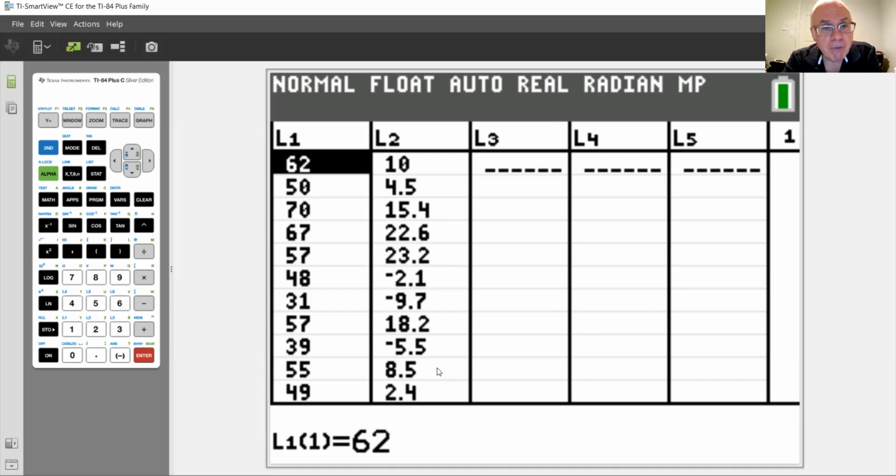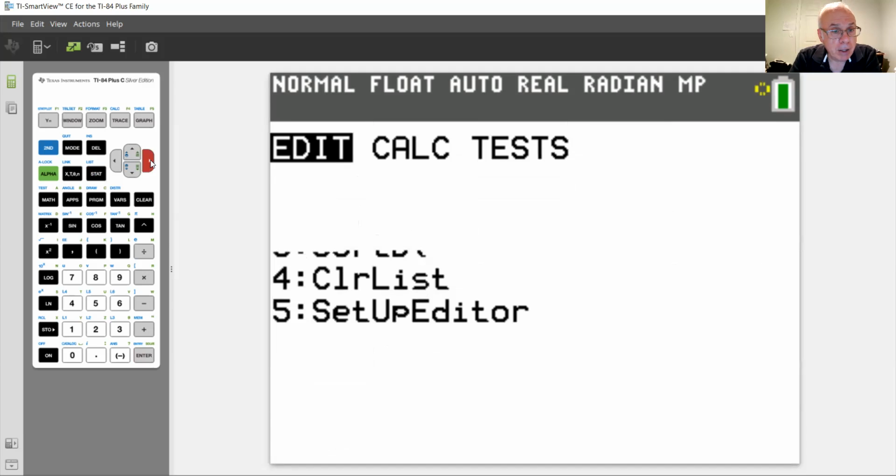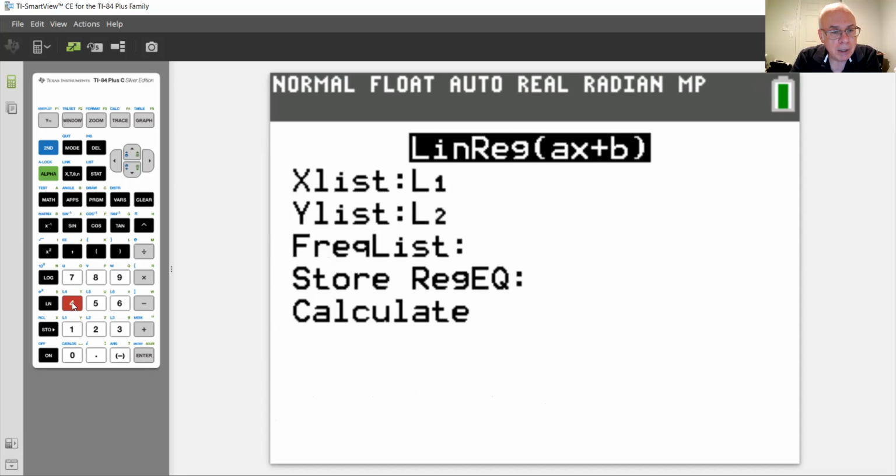All right, so now we have this set up. And what we want to do is, number one, we want to find that equation. All right, so hit stat. And again, we scroll over to calc, and option number 4 is LinReg for linear regression. So I'm just going to press 4.